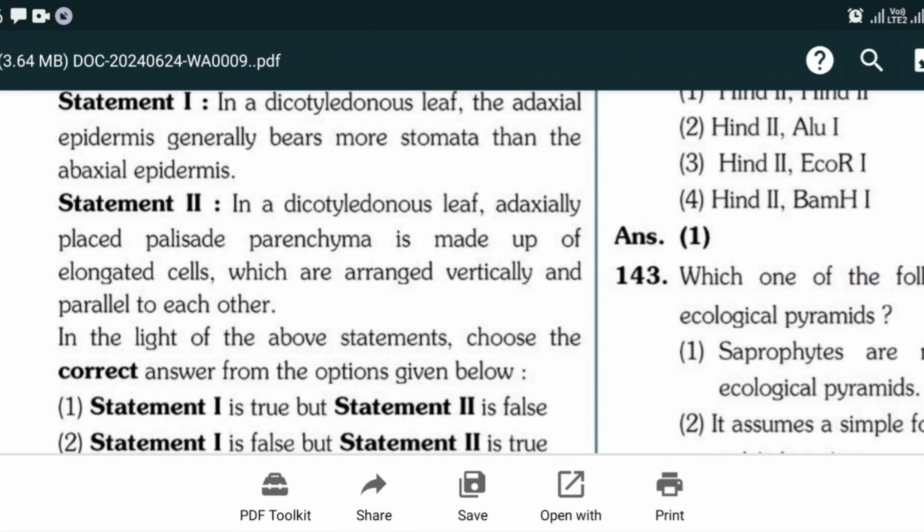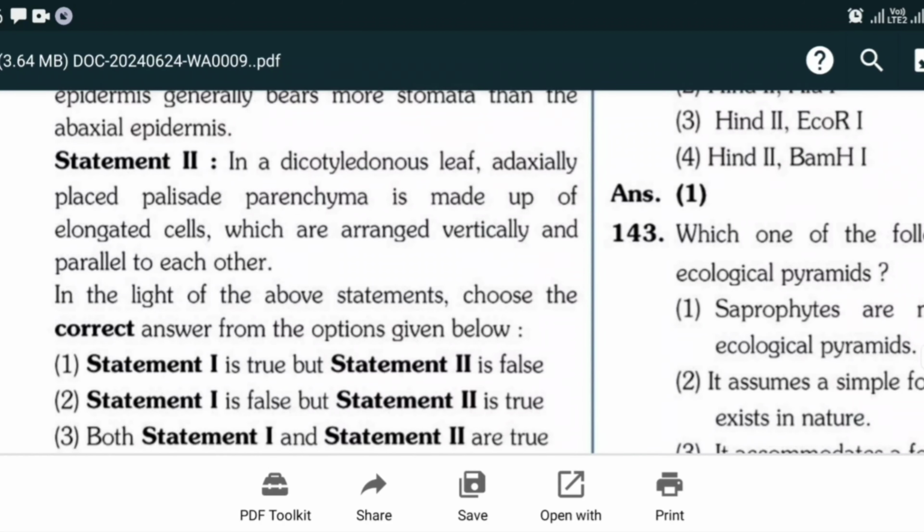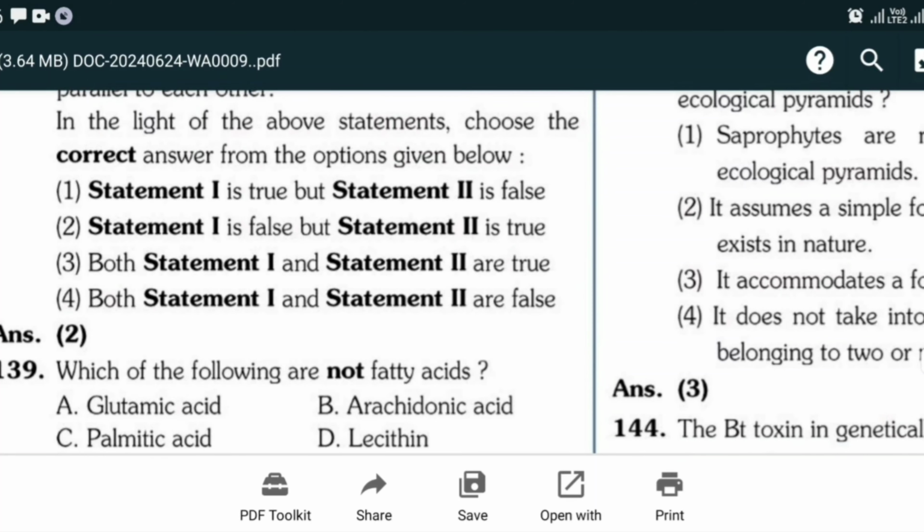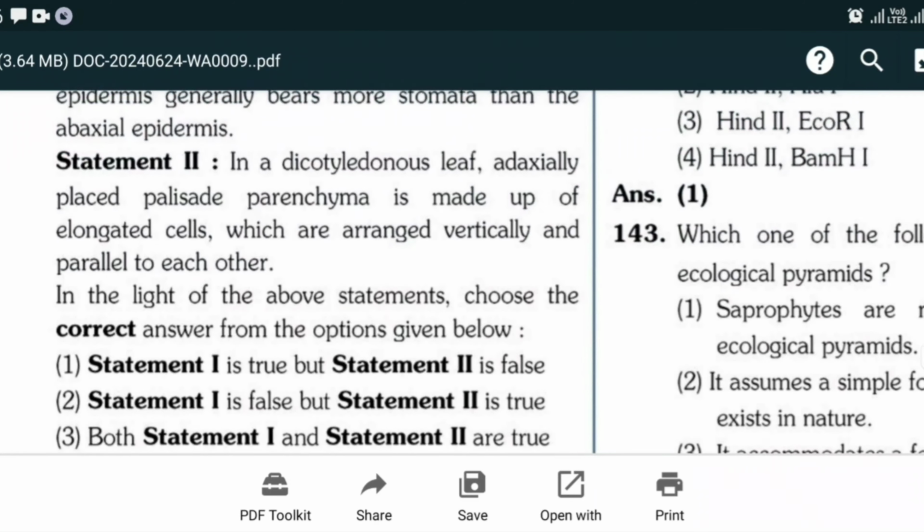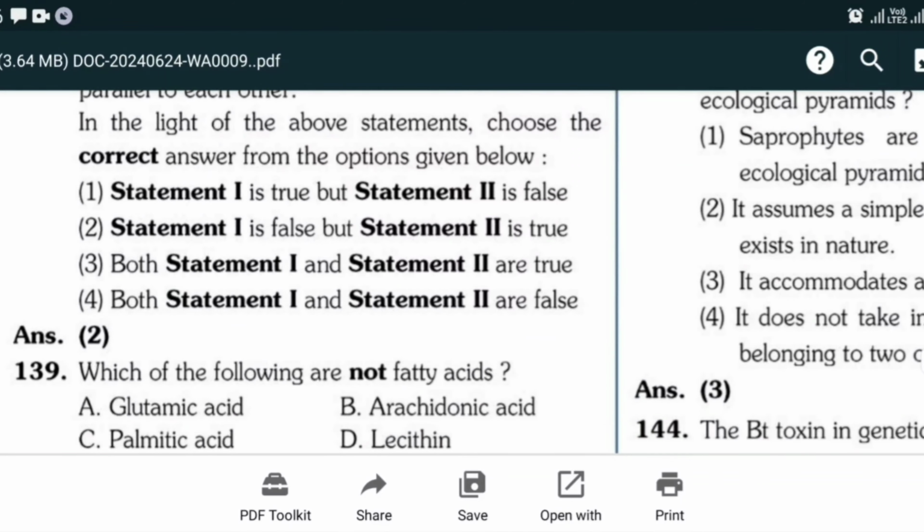Then in a dicotyledonous leaf, the adaxially placed palisade parenchyma is made up of elongated cells which are arranged vertically and parallel to each other. So that is correct. In the upper epidermis region, the palisade parenchyma is arranged one after the other. So that is correct. So statement 1 is wrong and statement 2 is correct.